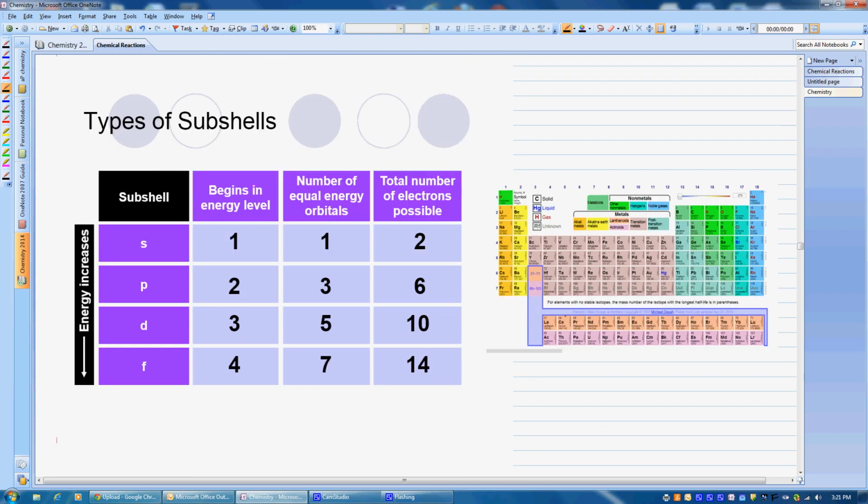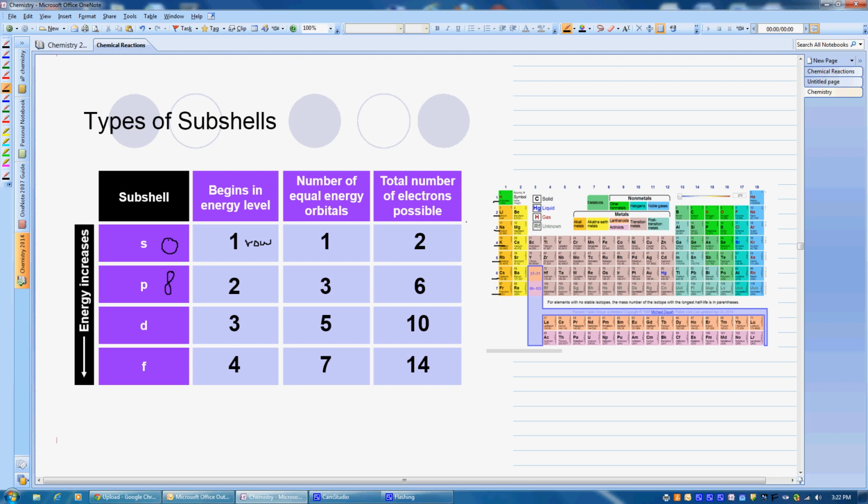So how in the world do we relate this to the periodic table? Well, we have 4 different subshells that we can have within an atom. The s is circular or spherical. The p is dumbbell. And then d and f get really complicated, so we typically do not draw those. s begins in energy level 1. If you look at our periodic table, we have 7 rows. These correspond to our energy levels. So a row on the periodic table is an energy level.